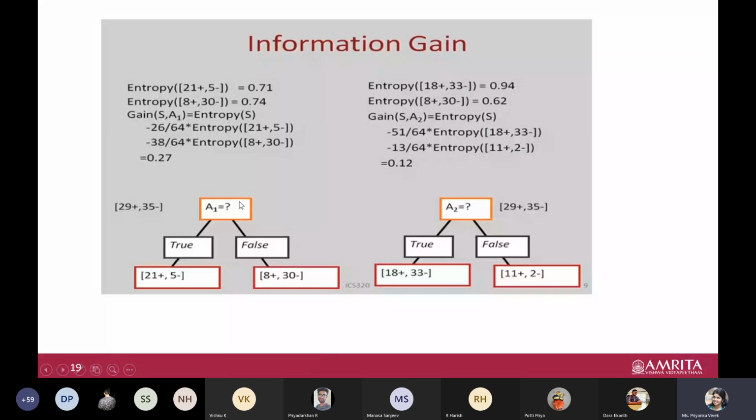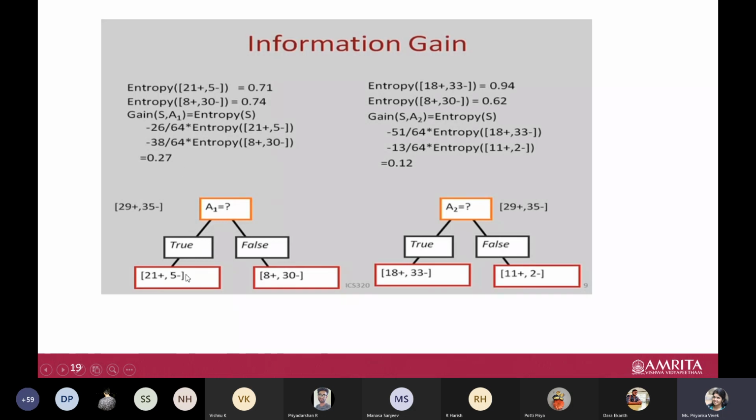We were given an attribute A1 and we have two values, which is true and false. When it is taking the value true, it has 21 positive and 5 negative. Similarly, when it takes the value false, in each of these cases, how many positive, how many negative is given to you. So how do we find the gain? Gain of S comma A1 will be entropy of S, which we already calculated for the entire system, minus 26 by 64.